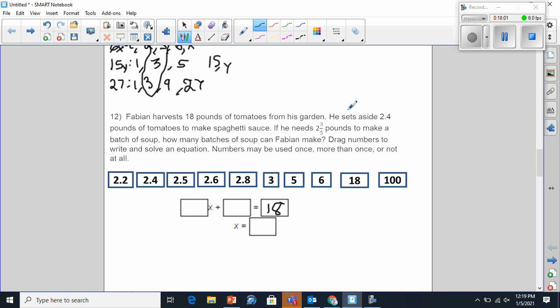Next it says he sets aside 2.4 pounds. So that's going to be removed from that 18. Part will be 2.4. That is a possible answer here. So we've checked off that one, and we've checked off this one so far. Now it says he needs 2 3/5 pounds to make a batch of soup. They want to know how many. We don't know how many soups we can make, so we use a variable. So that's where that x is over here, is the variable.